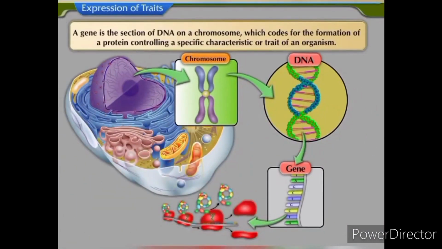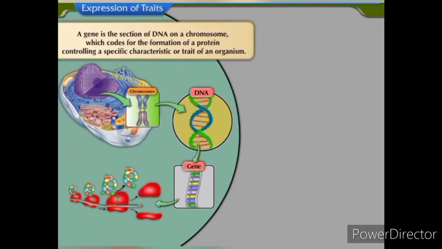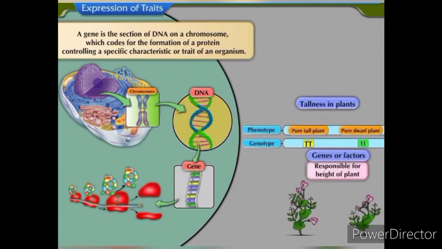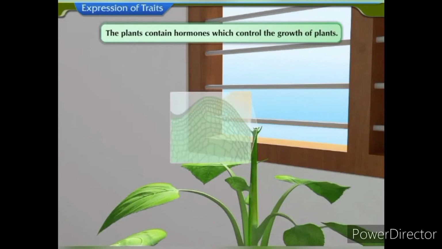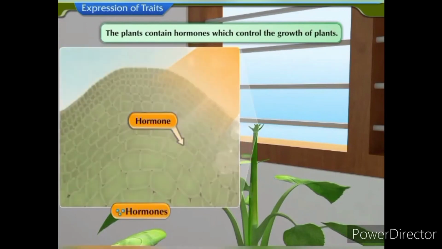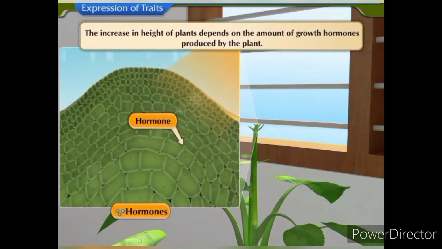A gene is the section of DNA on a chromosome which codes for the formation of a protein controlling a specific characteristic or trait of an organism. We will understand this with the help of a trait, for example, tallness in plants. The plants contain hormones which control the growth of plants. The increase in height of plants depends on the amount of growth hormones produced by the plant.